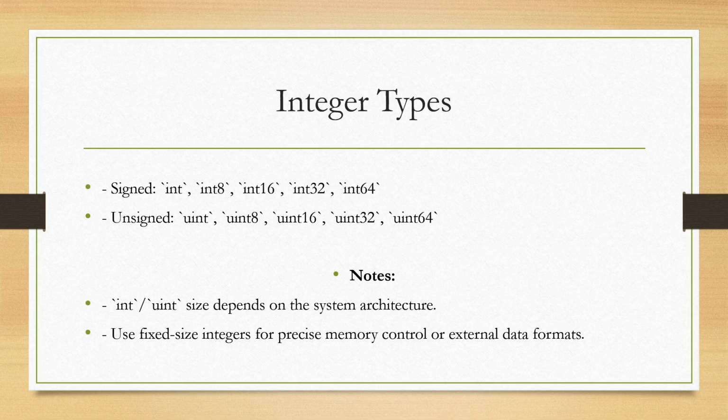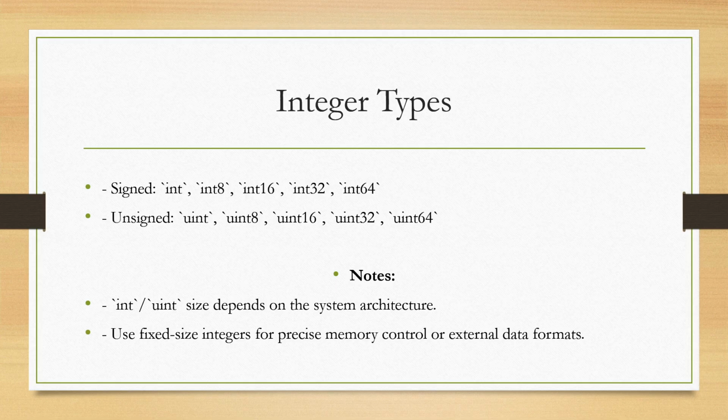So here's something interesting. When you just write int or uint without the number, Go picks the size based on your system. So if your computer is 64-bit, it will probably use 64 bits. That makes it faster, but it is also a bit unpredictable if you are not careful.